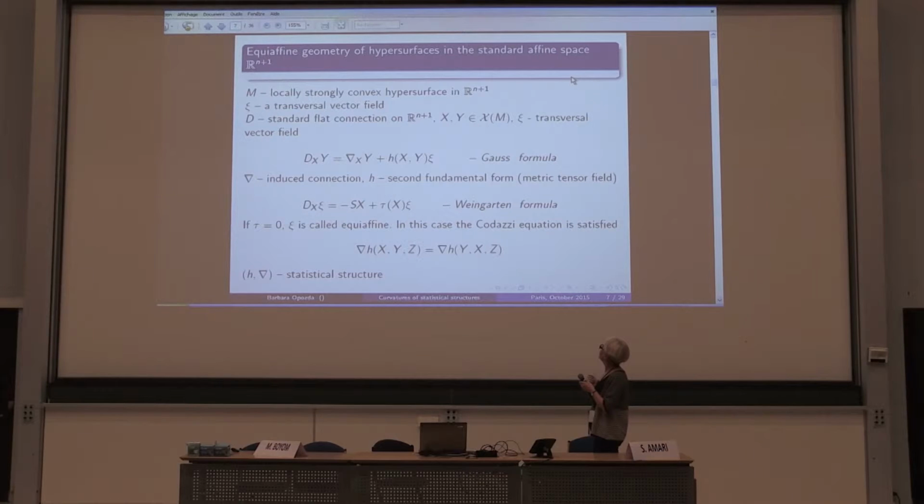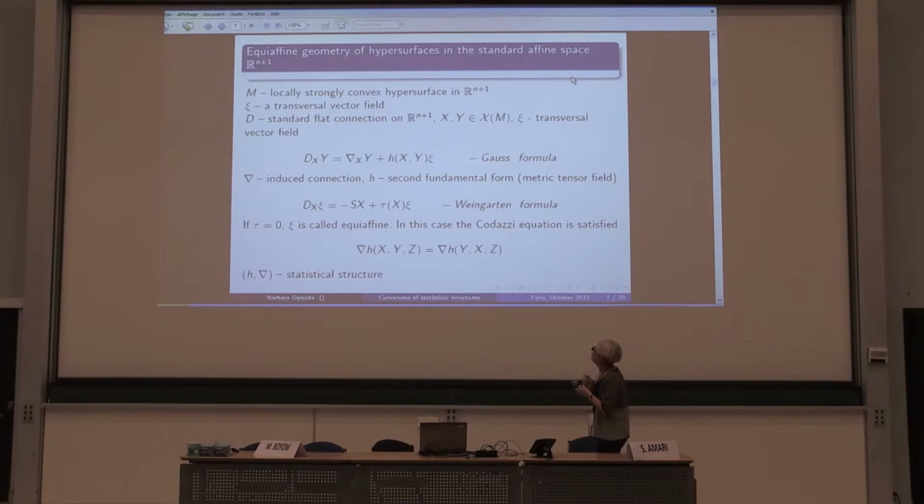We have the standard flat connection on R^{n+1}, and for any vector fields X, Y on M, with a fixed transversal vector field, we can split the D_X Y into the tangential and transversal part. This tangential part, which is denoted by nabla_X Y, defines a torsion-free connection nabla, which is the so-called induced connection. h is the second fundamental form, which in this case, again, is a metric tensor field.